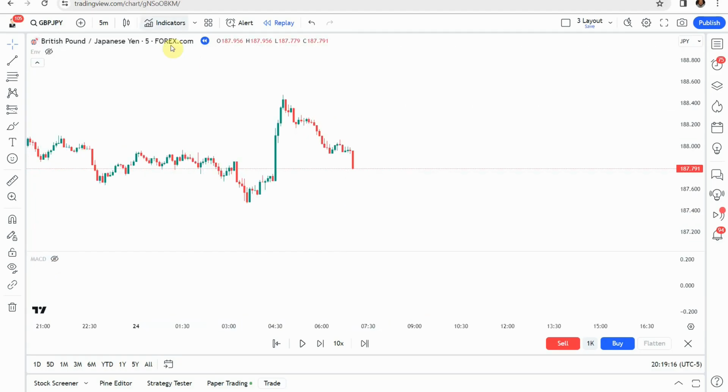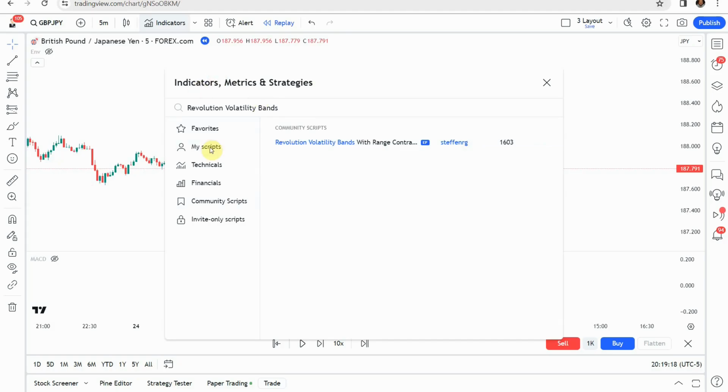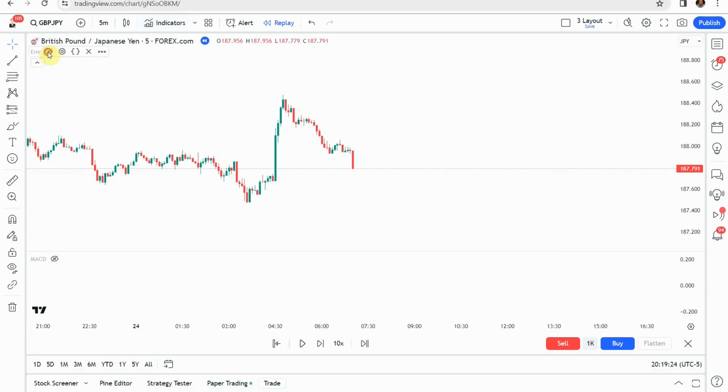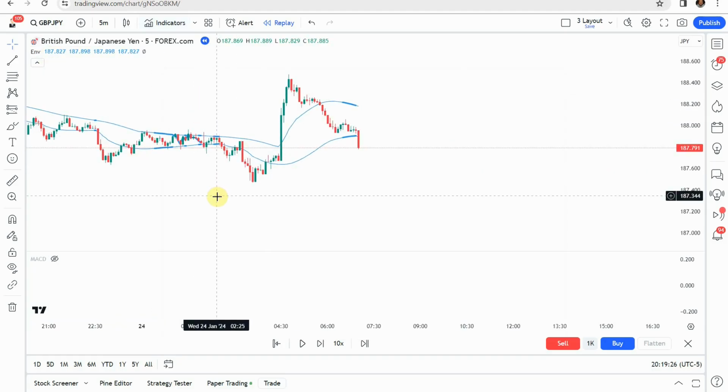So the first indicator you want to add to the screen is going to be the revolution volatility bands with range. This one right here. You'll add that to the screen and it will look like this right here.